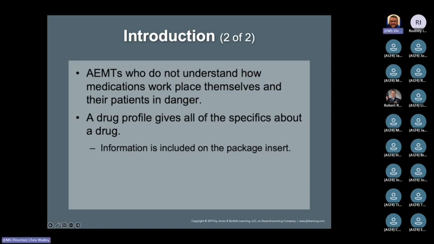All right, so as an advanced EMT, AMTs who do not understand how medications work place themselves and their patients in danger. All right. So a drug profile gives all of the specifics about a drug.